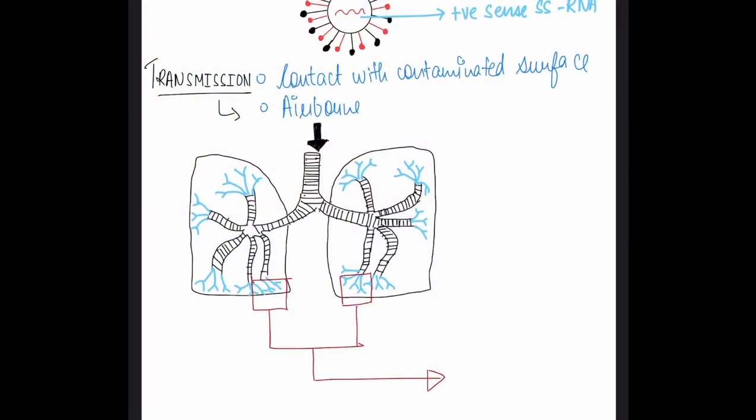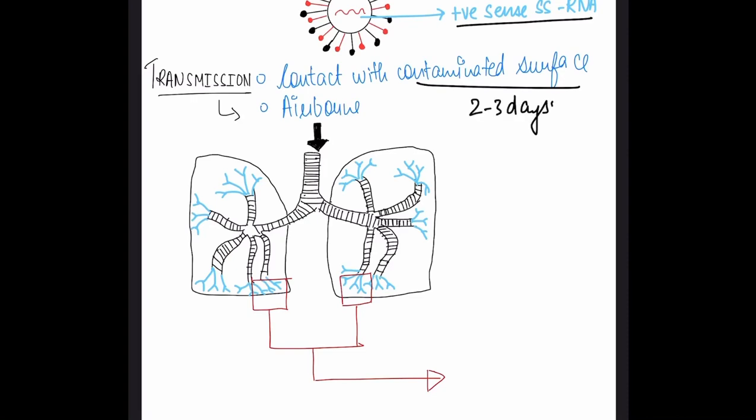As we have studied in the morphology, the virus particle has mainly a spike protein, but the most important of these is the S spike protein, and the genetic material of the virus is a positive-sense single-stranded RNA. The transmission can occur in a variety of ways. Mainly, the transmission occurs by contact of a contaminated surface by a healthy person. The virus could survive on any surface for at least 2 to 3 days.